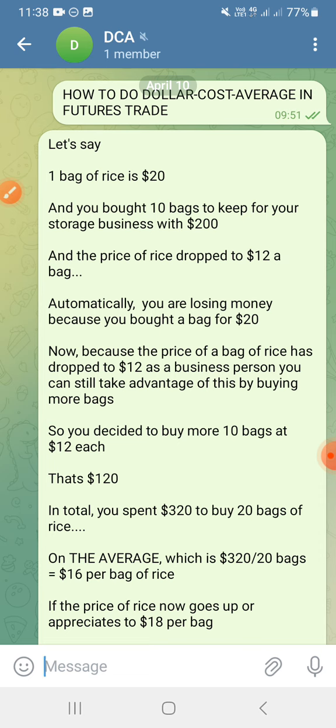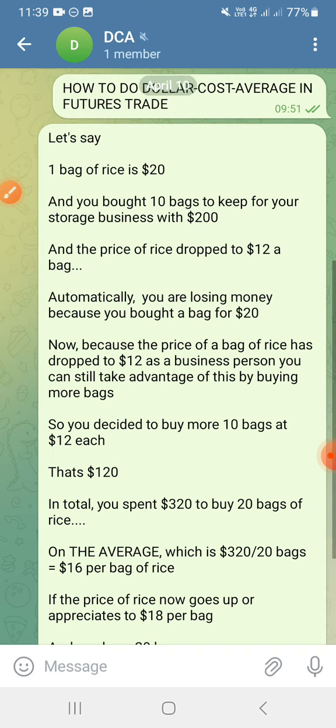Now let's say one bag of rice is $20, and you are a business person and you are into food storage so that you can sell the foodstuff you stored later and make more profit. That is the business you do. And as one bag of rice is $20, you decided to buy 10 bags of rice with $200.